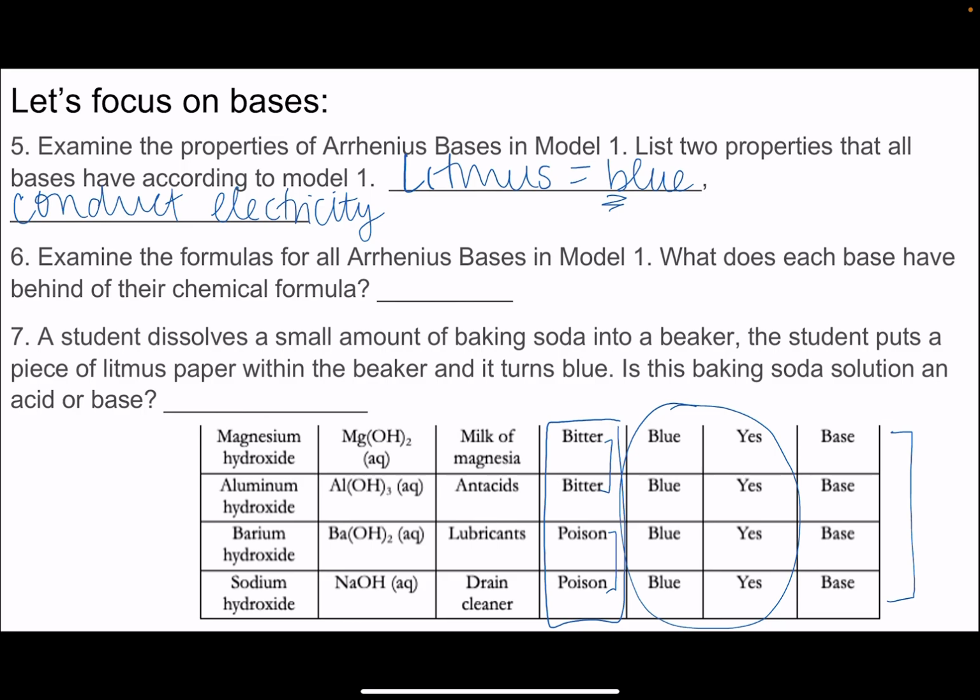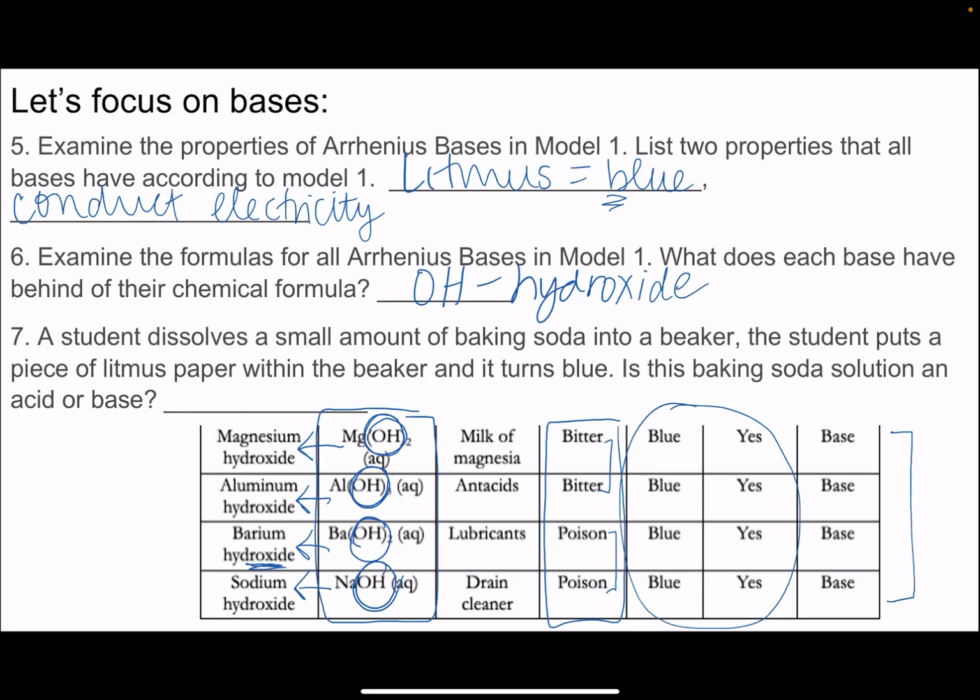Now it says examine the formulas. So our formulas are in this tab right here. What does each base have behind? So we have our metal, and then we have something behind it. We'll see that each base will have an OH. Now, how do we find out its name? We look to its common name in aqueous solution. So notice it says magnesium hydroxide, aluminum hydroxide, barium hydroxide, and sodium hydroxide.